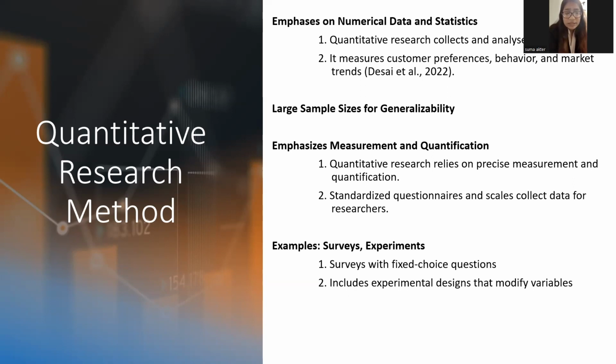Number one, quantitative research relies on precise measurement and quantification. Two, standardized questionnaires and scales collect data for researchers. For example, surveys and experiments, surveys with fixed-choice questions, and experimental designs that modify variables. For example, if consumer satisfaction is below 50%, then we have to improve our customer service.